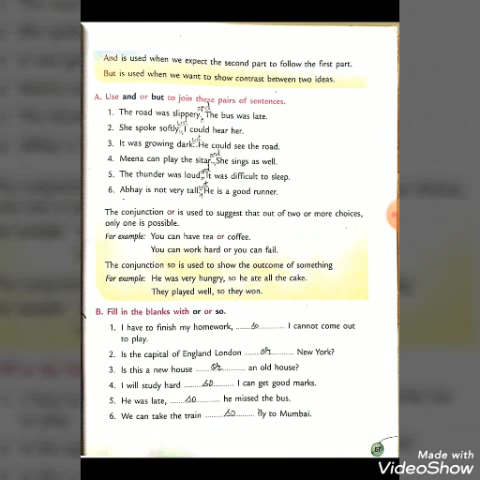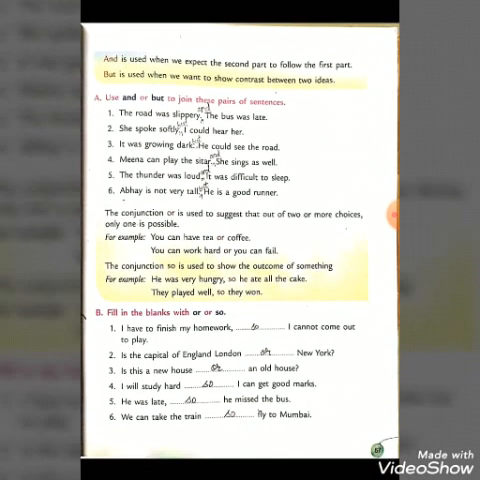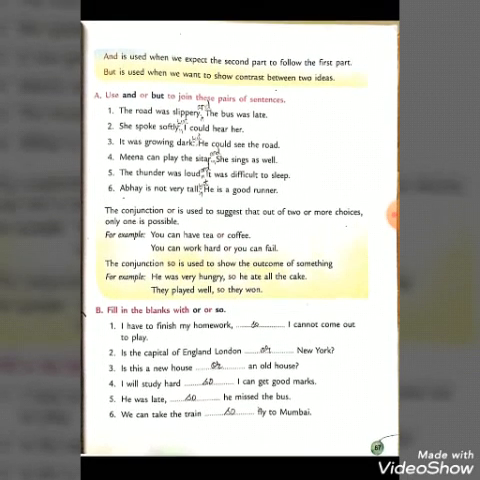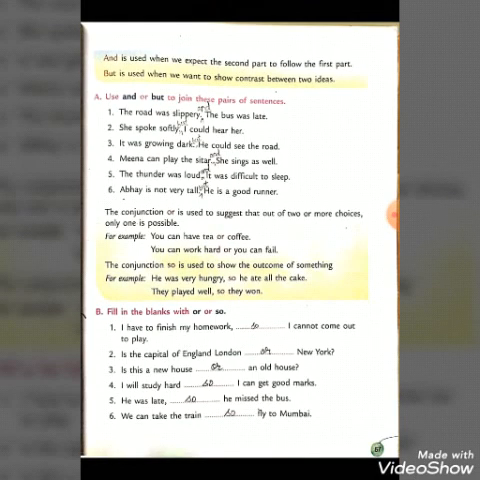Your first sentence is: I have to finish my homework, so I cannot come out to play. Now the next example: is the capital of England London or New York? Here you can see "or", choices are there. The capital of England is London or New York.